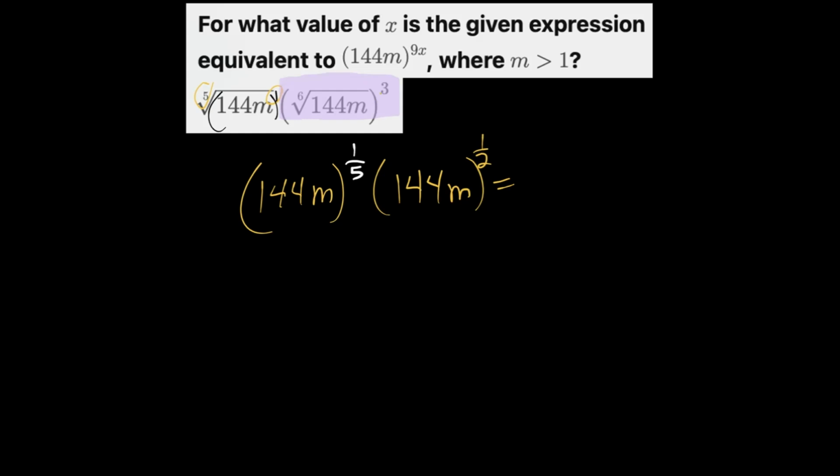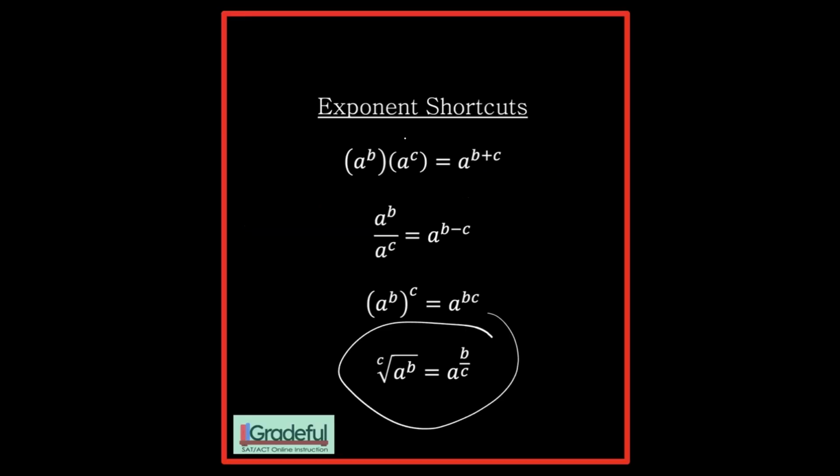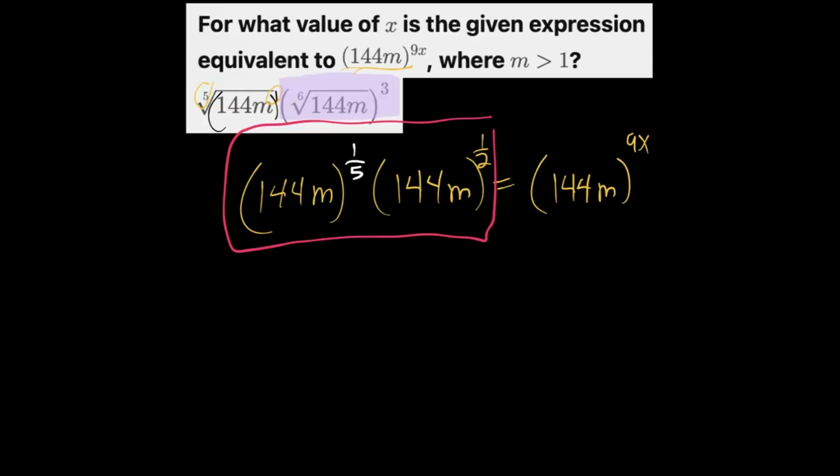The original question said this is all equal to 144m to the 9x right there. So what do we do now? Well, this is a much more complicated version of this situation here. So we need to add the exponents. So let's go ahead and do that. We'll have 144m to the 1/5 plus 1/2. Still equal to all this stuff on the right.